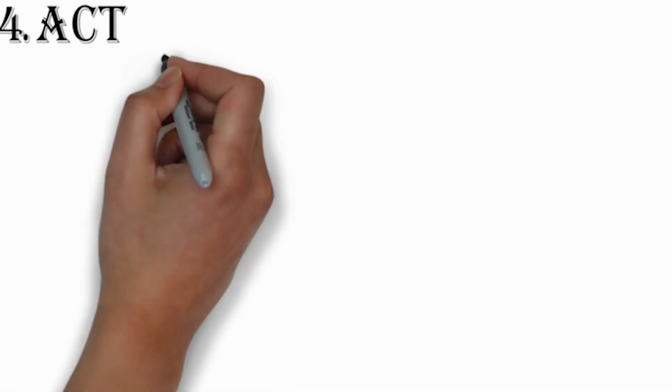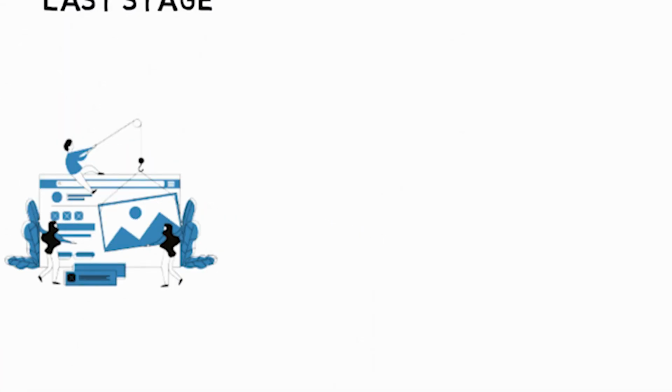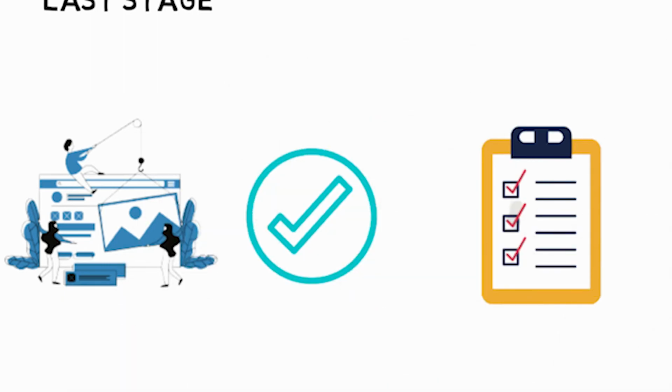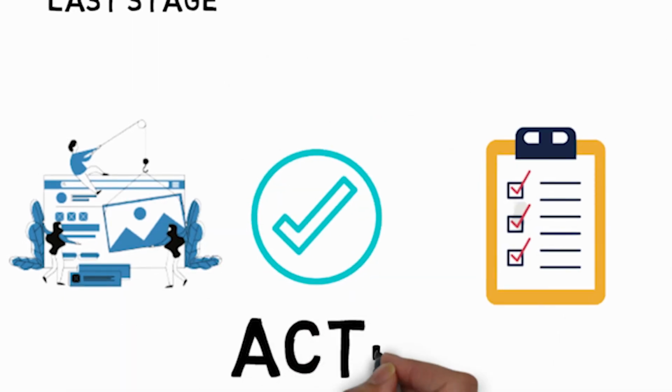Fourth, act. This is the last stage of this cycle. Previously, you developed, applied, and checked your plan. Now it's time to act. Act on improvements.